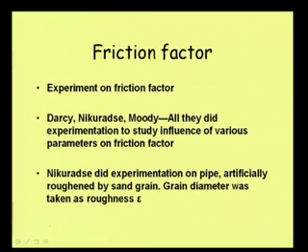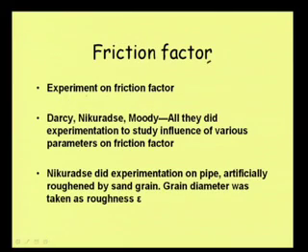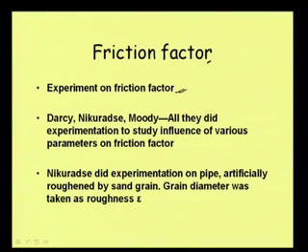Well, then let us see how we can get this value of friction factor. Whenever we are using these equations, this value of friction factor is of great importance, otherwise we are not able to apply this equation. A lot of experiments on friction factor were conducted by different scientists. Out of those we should take the names of Darcy, Nikuradse, and Moody. They did experimentation to study the influence of various parameters on friction factor.